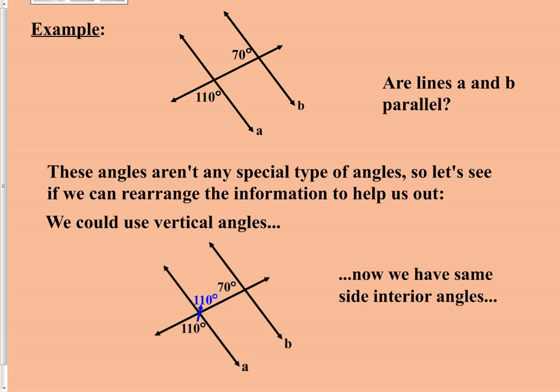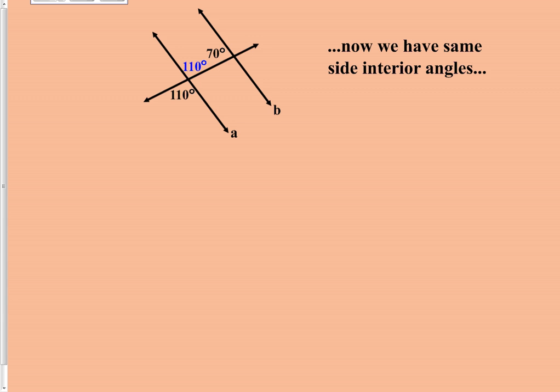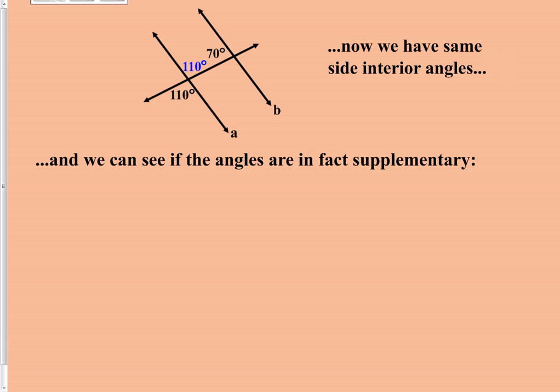Okay, so now that we have a particular type of angle measurement that we do recognize, we can begin the problem. Okay, so I'm going to change the page. There is the same diagram as we had at the bottom of the previous page. So if these guys are same side interior angles, then they should be supplementary if these lines want to be parallel to each other. So let's check it out.